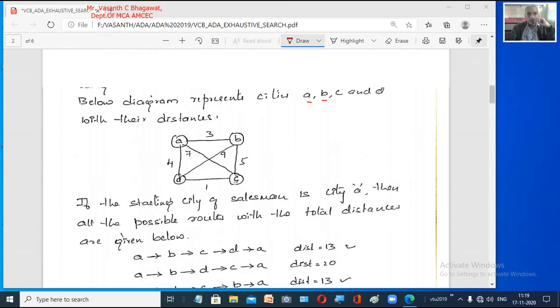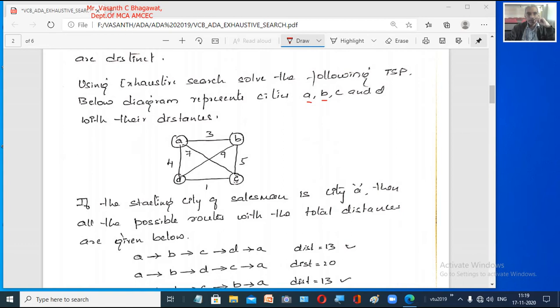Now cities are given. These cities are labeled A, B, C, D. So 4 cities are there. The salesman has to travel from city A. He is going to start with city A, the first city. Then he has to travel to all the cities, that is B, C and D, and come back to A. But when he is coming back to A, he has to take care of the constraint we have defined: all the cities have to be traveled exactly once.